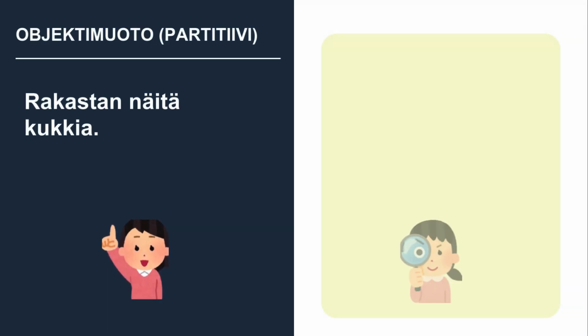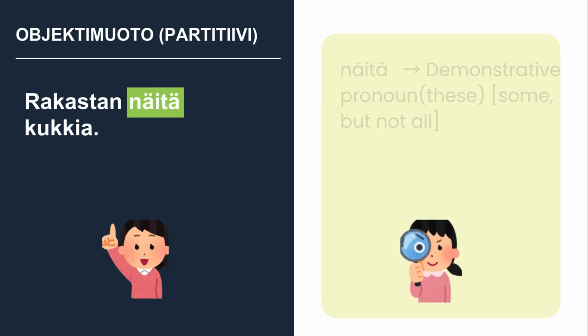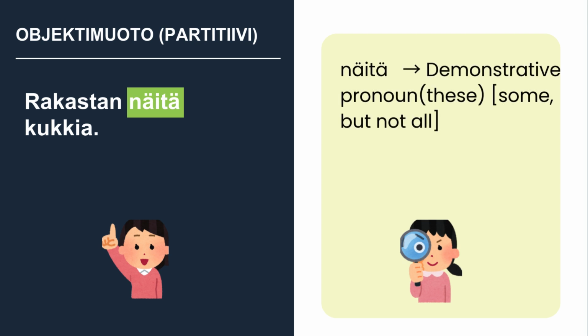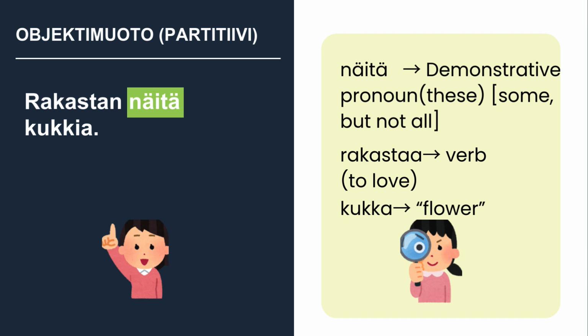Rakastan näitä kukkia. Here, näitä is a demonstrative pronoun which means these. Rakastan, to love. It comes from the verb rakastaa. Kukkia comes from the noun kukka, means flower. Rakastan näitä kukkia means I love these flowers. In this sentence, we are referring to some of the flowers. So, we are using partitive form. Näitä.